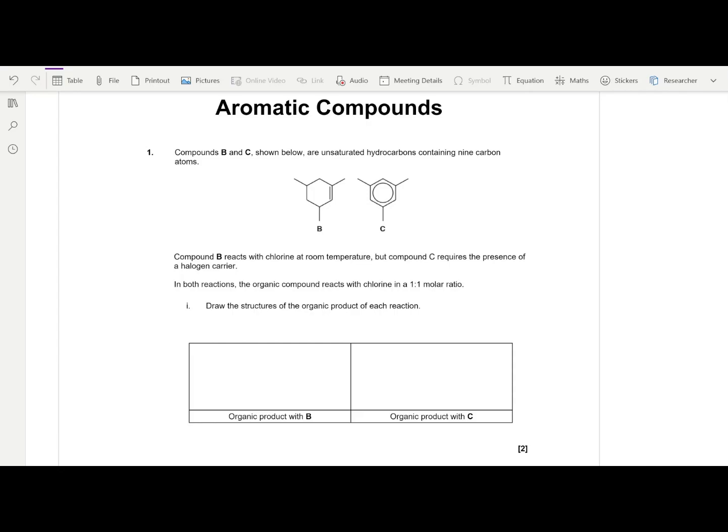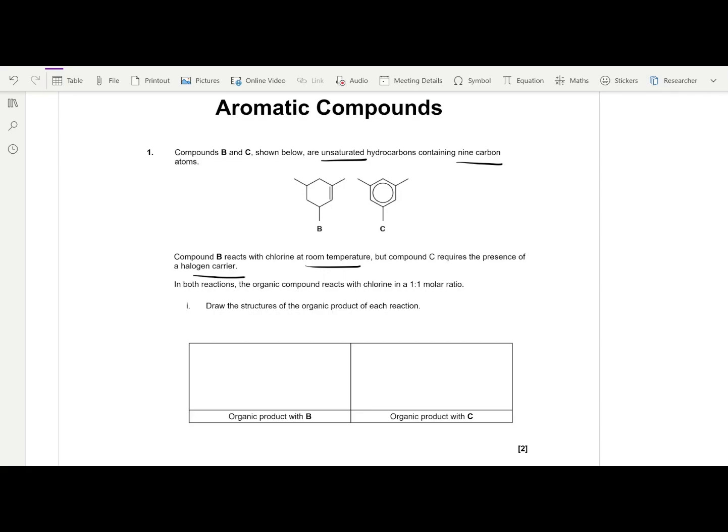So yeah, let's go. Question 1. Compounds B and C, shown below, are unsaturated hydrocarbons containing 9 carbon atoms. Compound B reacts with chlorine at room temperature, but compound C requires the presence of a halogen carrier. So room temperature and halogen carrier are the keywords there.